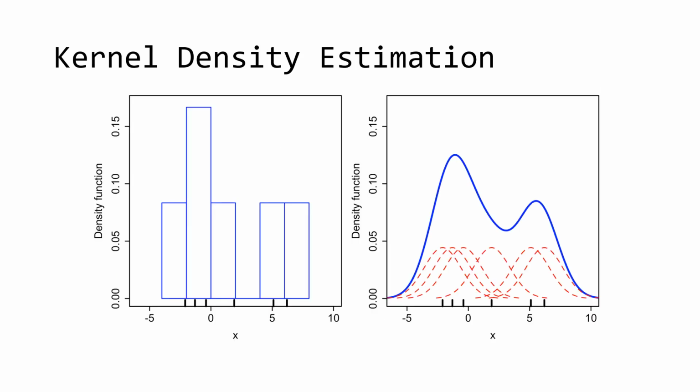On the left is a histogram with vertical ticks on the x-axis representing the data observations. On the right is the same data represented using a density plot and Gaussian kernels. Note that the peaks of each of the dashed red bell curves corresponds to a single observation. The bandwidth controls the width of the little red bell curves.